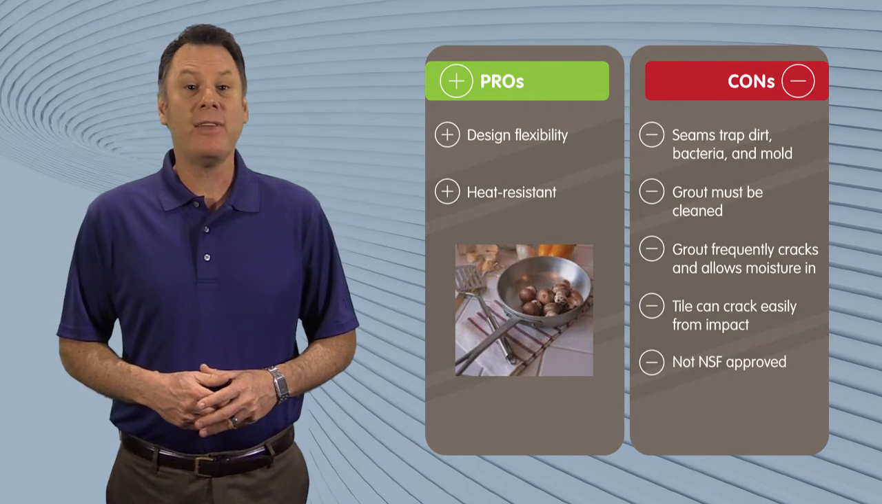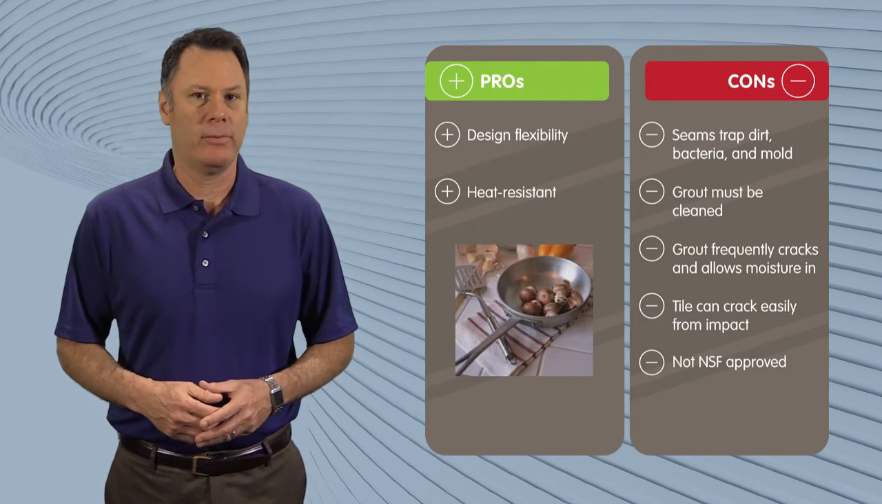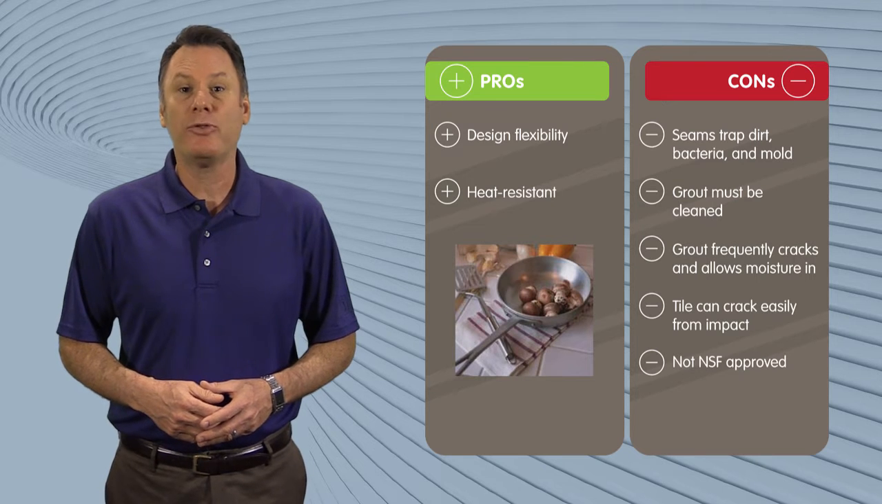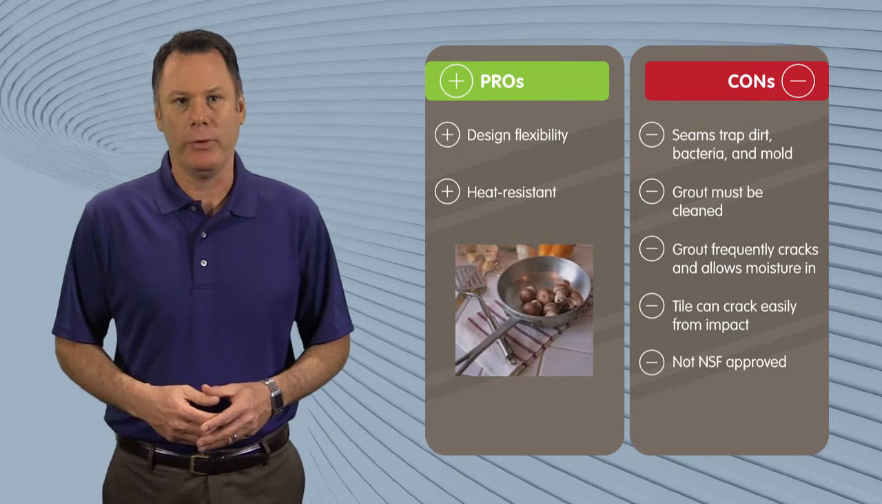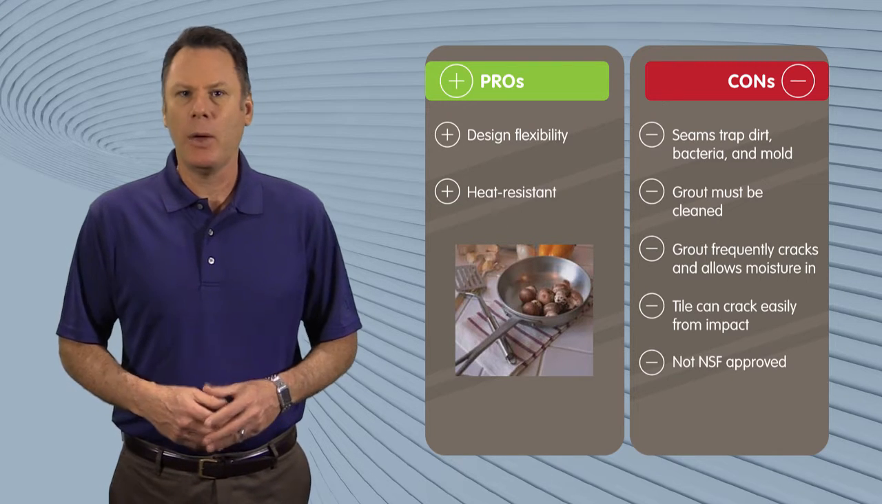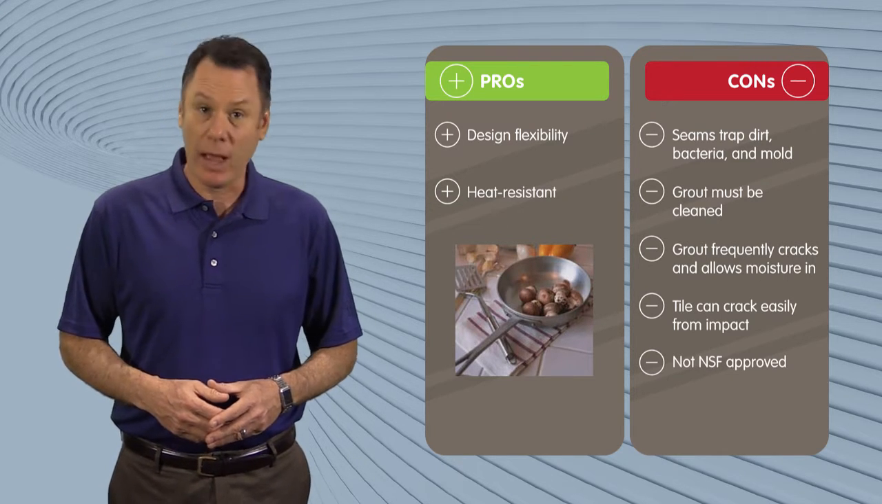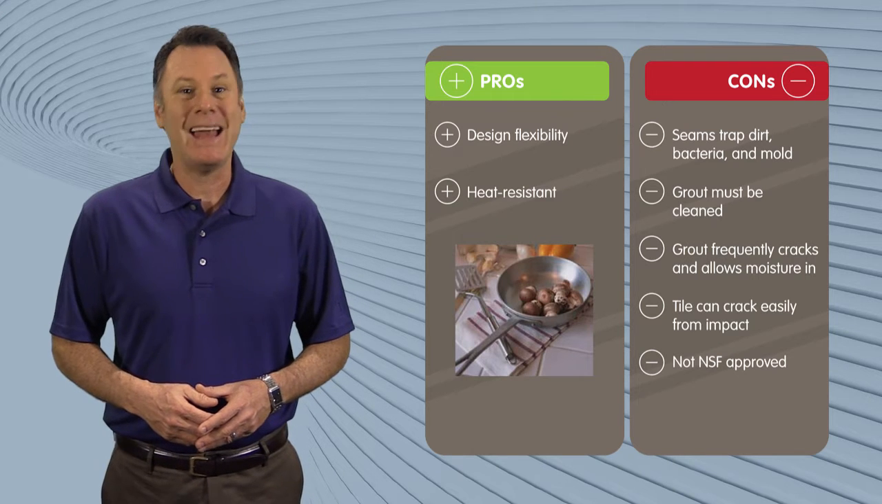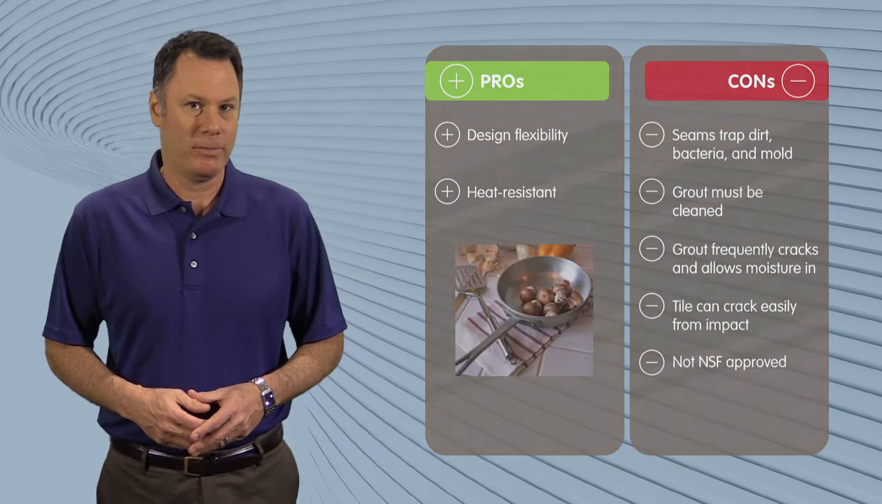Pros. Design flexibility. It's heat resistant. Cons. Seams trap dirt, bacteria, and mold. Grout must be cleaned. Grout frequently cracks, allowing moisture to penetrate. Tile can crack easily from impact, and it's not NSF approved.